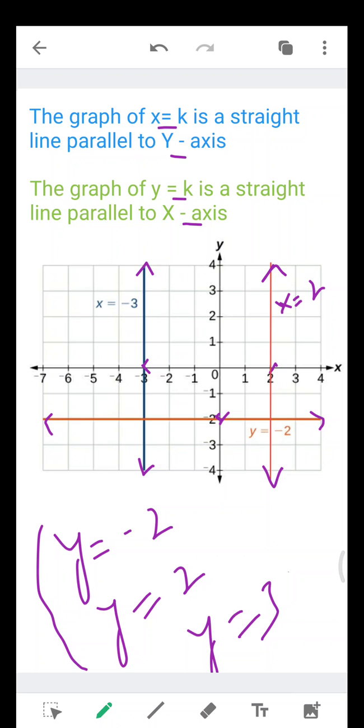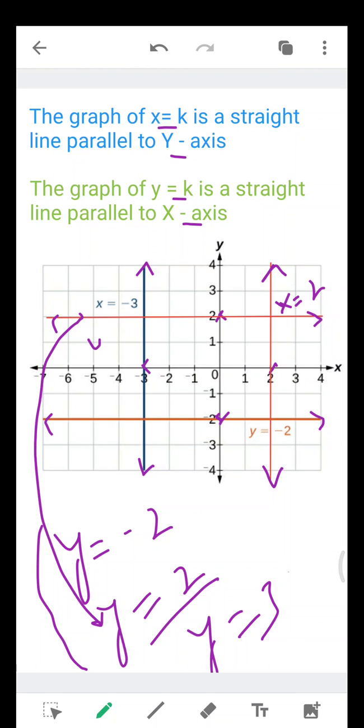If I take another equation, y equals 2, so y equals 2 comes somewhere here on the positive y-axis. Exactly from there I'll draw a line parallel to the x-axis. So this is the way we draw the graphs. x equals k is parallel to the y-axis, y equals k is parallel to the x-axis. So what is the equation of this line? It is y equals 2.